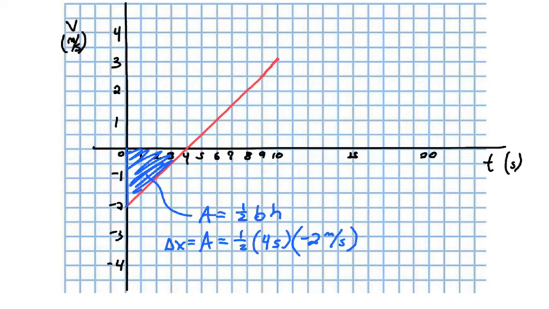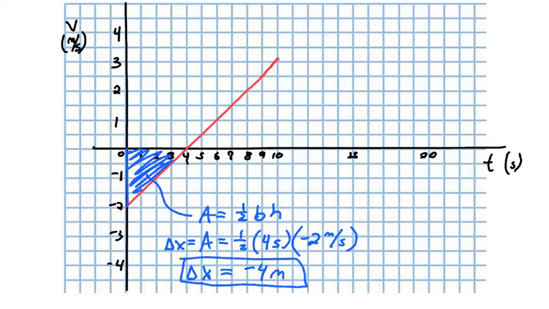All right, back to this piece. Our displacement then during the first 4 seconds is going to be 1/2 times 4, which is 2, times -2. So it's going to be a -4. Units are seconds times meters divided by seconds. So that's meters. -4 meters during the first 4 seconds.